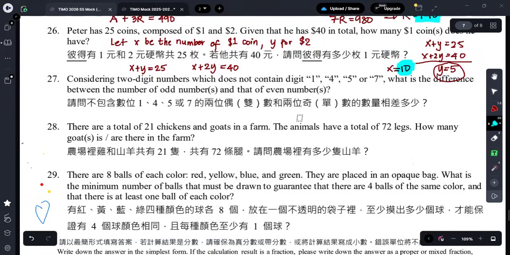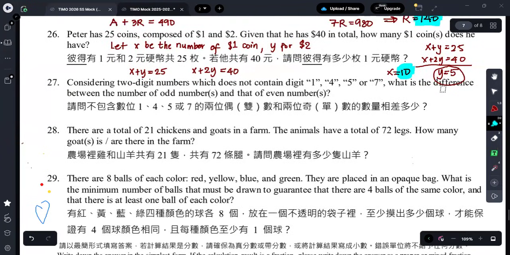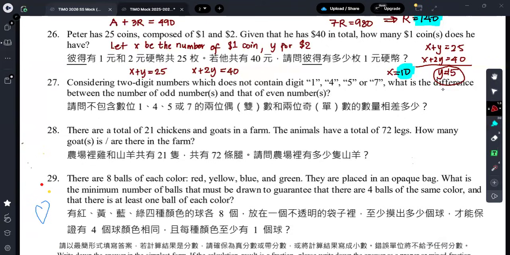Teacher, why is Y equal to 15? Y is equal to 15. 40 minus 25. What is the value? 40 minus 25? 15. Okay, that is 15.